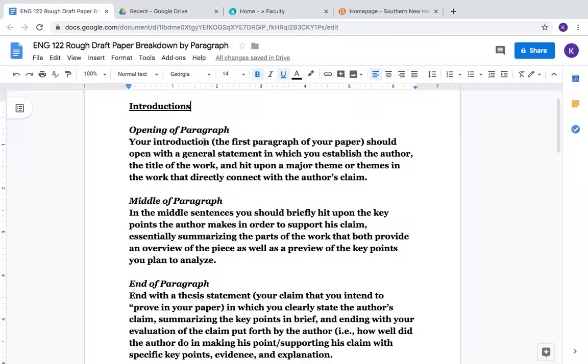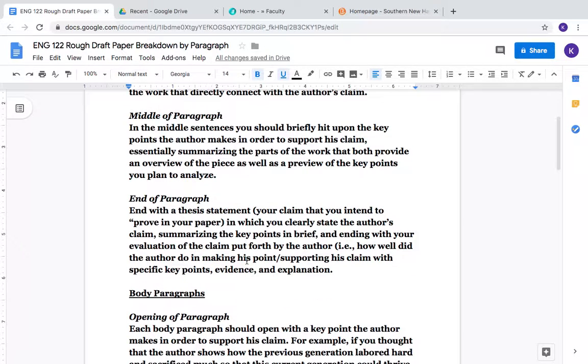In the middle of the paragraph of your introduction, you want to briefly hit upon key points the author makes, the ones you're going to cover in the paper, in order to support his claim, essentially summarizing the parts of the work that both provide an overview of the piece as well as a preview of the key points you plan to analyze. So it's a summary of sorts, but a very specific summary, a summary that hits on what you're going to be covering. Now, in order to thoroughly cover a piece, the key points should be from various points throughout the text, so you are summarizing the entirety of the text essentially as you preview these key points for the reader.